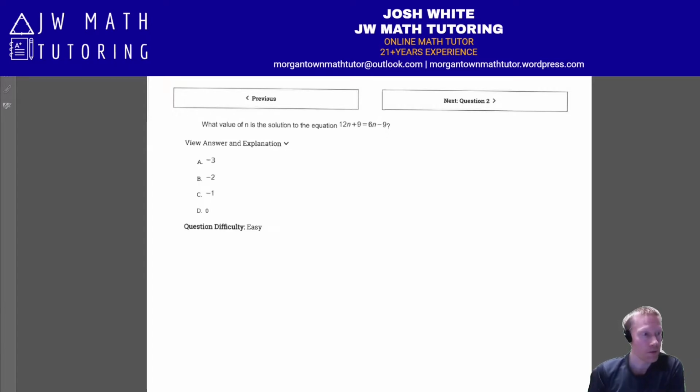The first problem that you see here is just a basic linear equation that it's asking you to solve. All we have to do is move some terms over to the left side or the right side. I'm going to start with the variable terms first. Subtract 6n on both sides. We get 6n plus 9 equals negative 9. And then just subtract 9 on both sides.